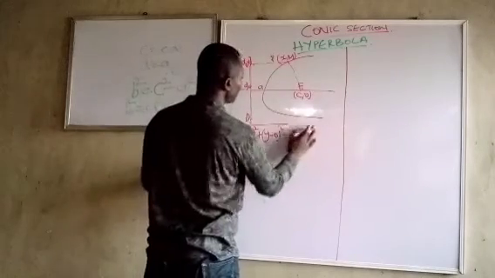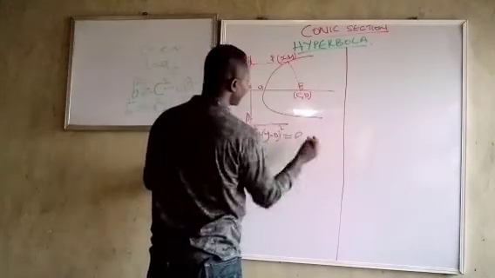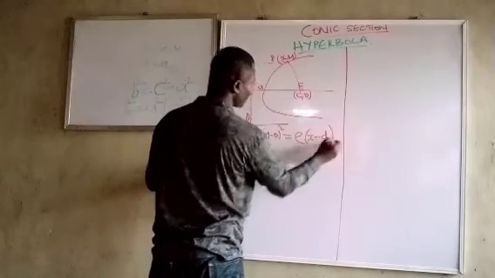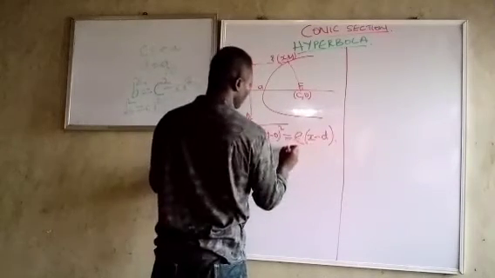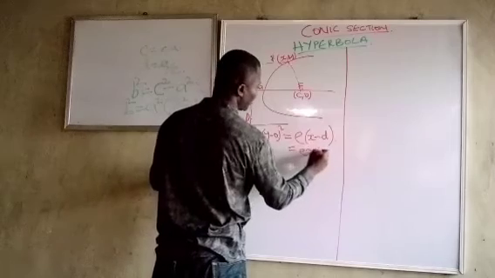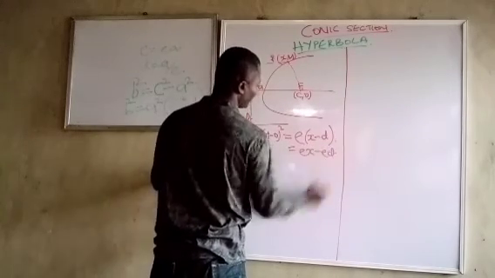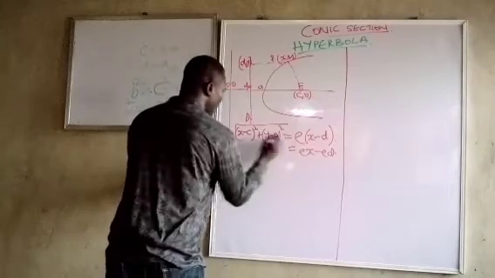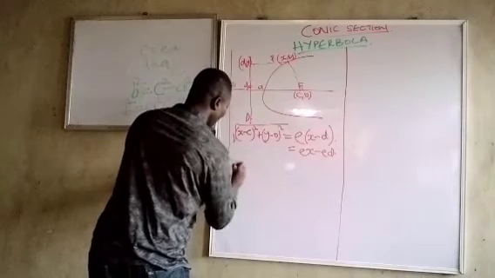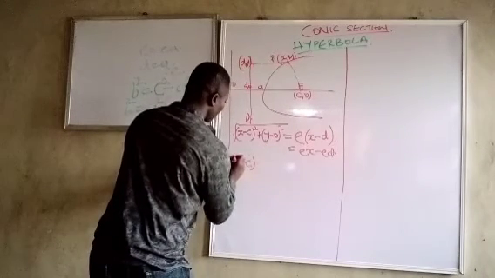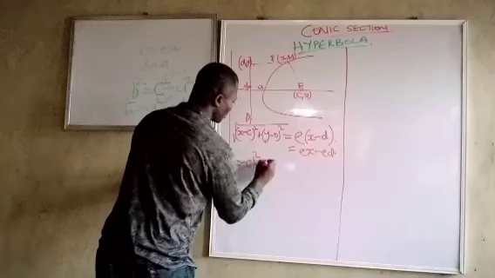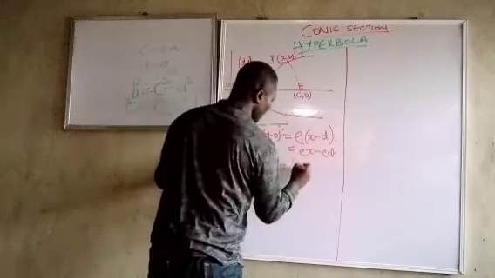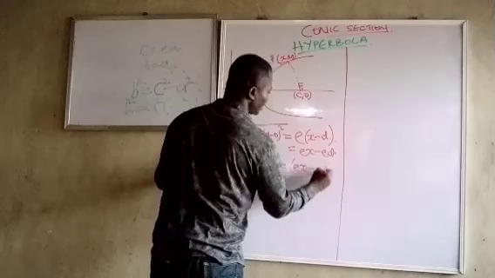Sorry, it will be EX minus ED. So this should be EX minus ED. Now let's square both sides. We are going to have (x minus c) squared plus y squared is equal to (EX minus ED) squared.